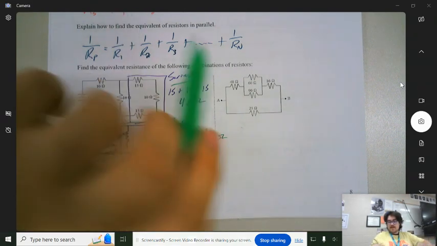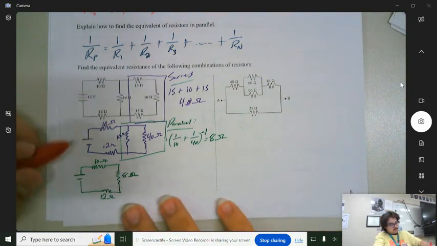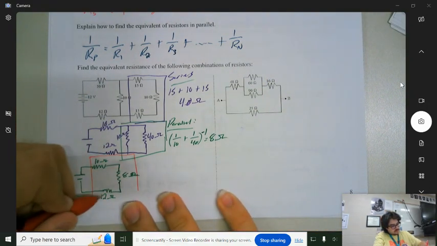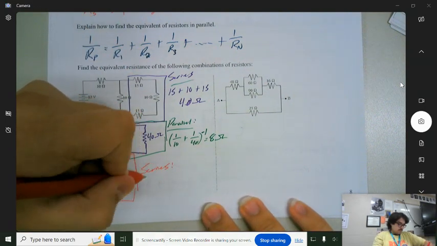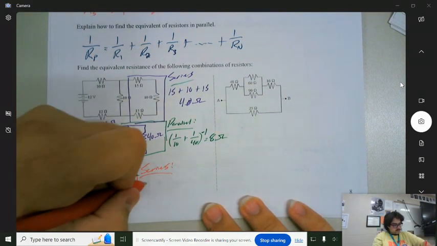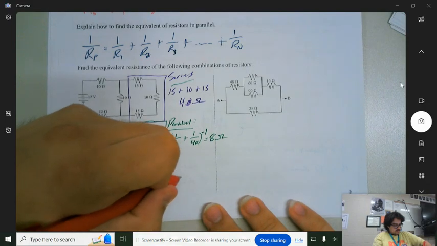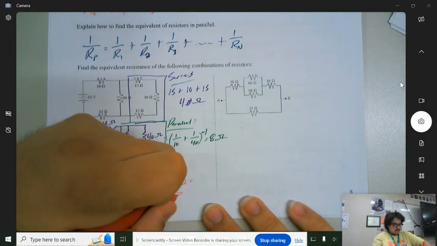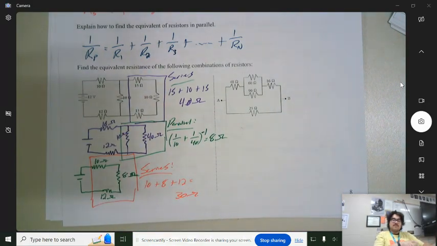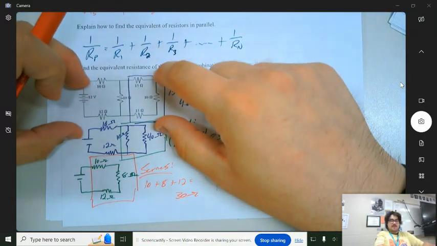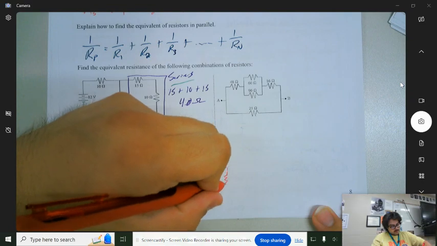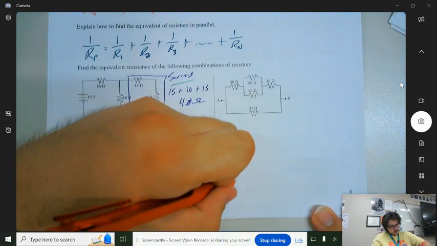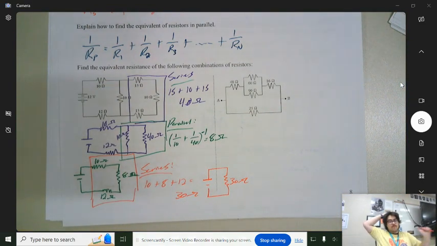And now look at that. Everything is in series with each other. It's all beautiful, it's all nice. We can clean it all up really easily, right? So it's all in series. Boom. All we have to do now is 10 plus 8 plus 12, that should give you 30 ohms. And so we've effectively resolved this complicated circuit into a circuit that's literally just this. That's literally all we've done.